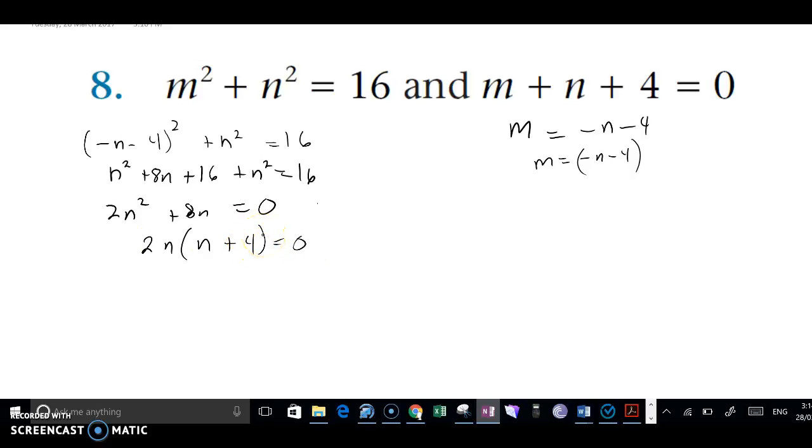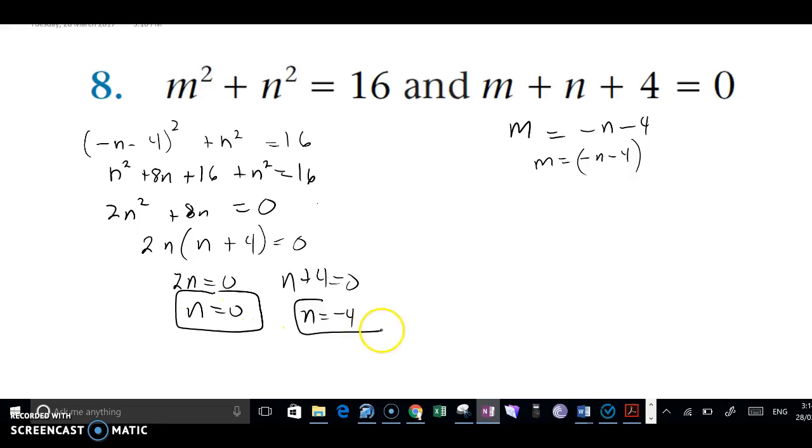Okay, but observe, there are two solutions for this one. There's 2n equals 0 or n plus 4 equals 0. So I know n equals 0 or n equals negative 4. So now there's two possible values for n. Okay, now let's take those n values, come back up over here, and use that equation that we already solved for m to work it out.